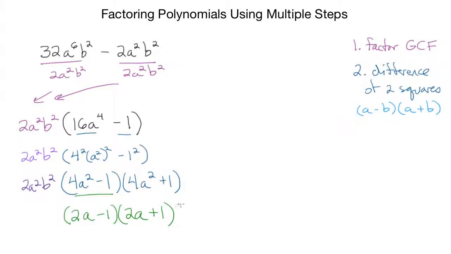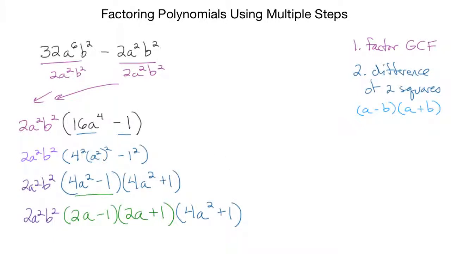I still have the 4a squared at the end there, plus 1. I can't factor that because it's the sum of two squares. And I don't have any method. There's no way to actually factor this out. And I also still have the 2a squared b squared in the front.